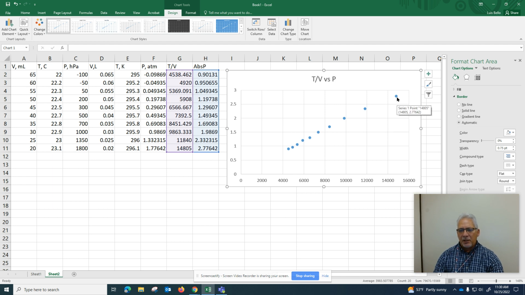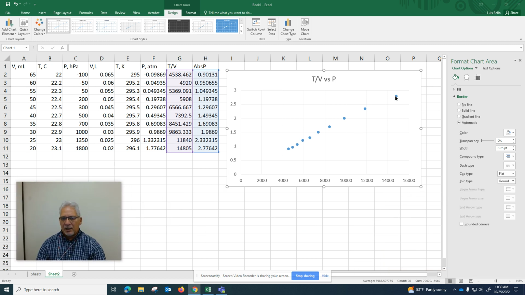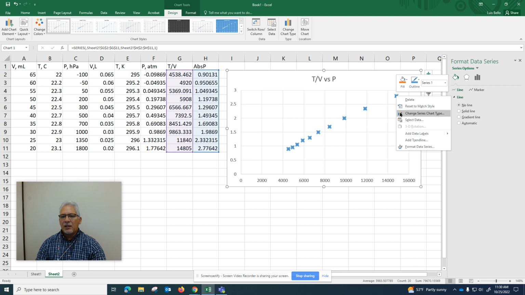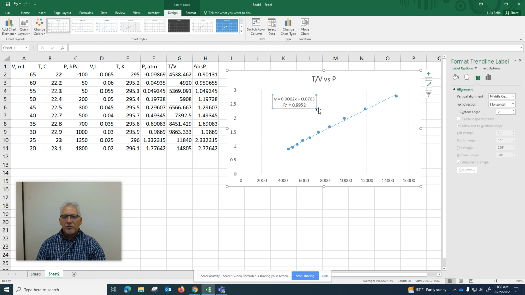The next thing will be making a trend line. Let me move the picture to the left. Right click on any point and choose add trend line, then select display equation on chart and display the R squared. Those are my results for the trend line, and based on the lab procedure, this equation will help you calculate the experimental value of the R constant.